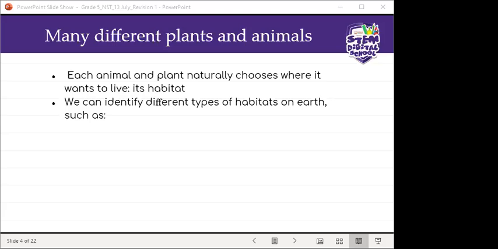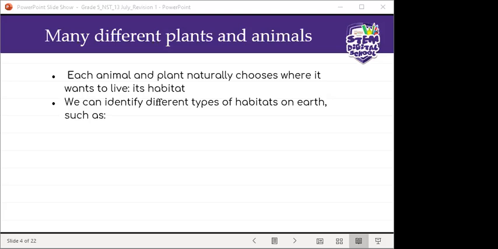Anyone else? Last person before I give you guys the answers. The different types of habitats that we find on Earth. Okay, so Koso also says water. All right, Dante, wow, I didn't expect that one. Dante says home, all right, and that is also true.